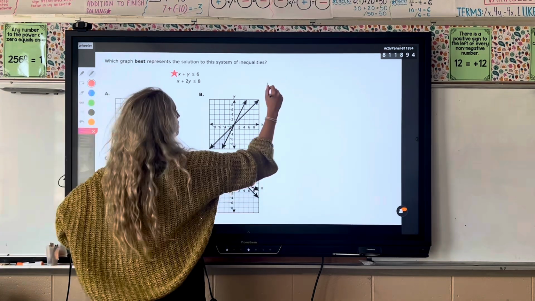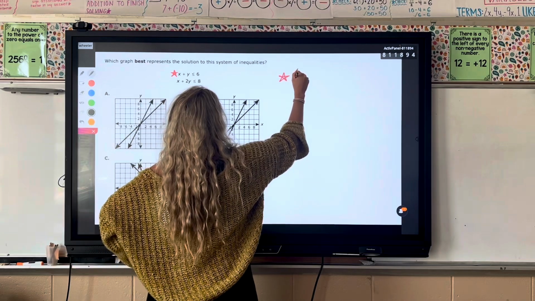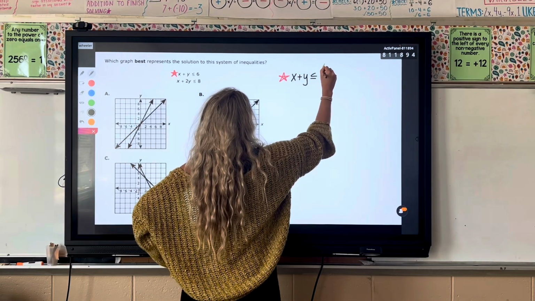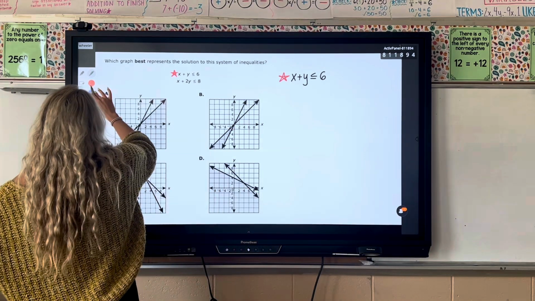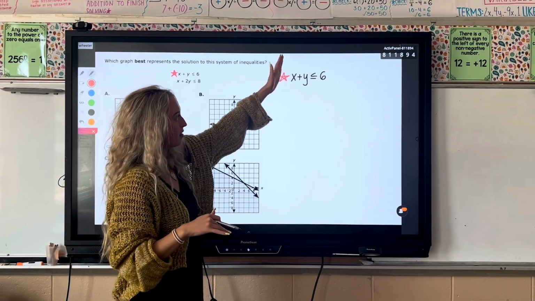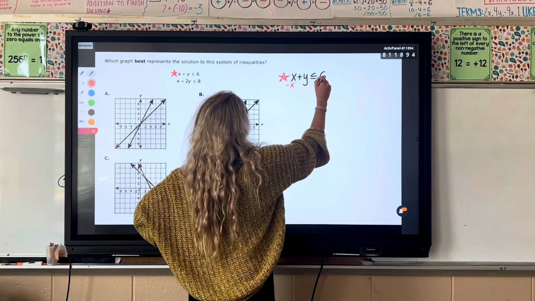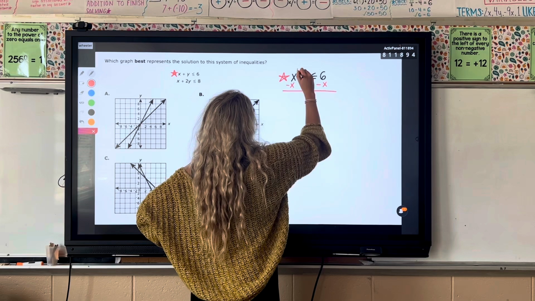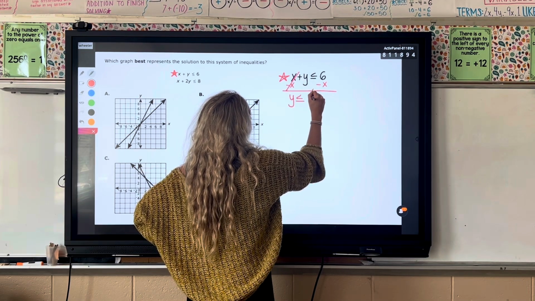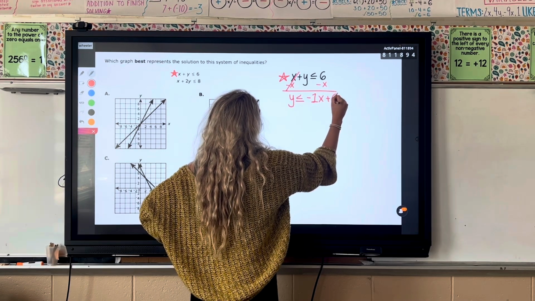So I am going to get this so that it matches y equals mx plus b. Right now, it's x plus y is less than or equal to 6. So in order to get it to match, all I need to do is get rid of this x, move it to the other side. In order to do that, I can simply subtract x from both sides, and that leaves me with y is less than or equal to -1x plus 6.